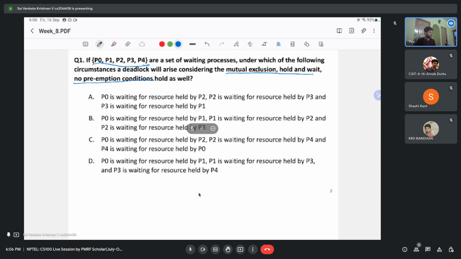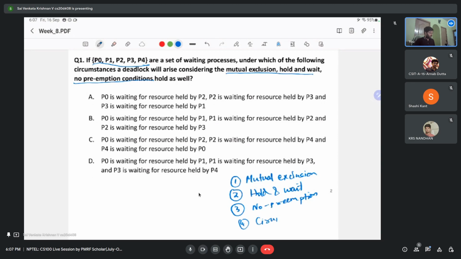If you remember, the 4 conditions that should always hold for a deadlock to occur are: one, mutual exclusion; second, hold and wait; the third one, no preemption; and the fourth one, circular wait.